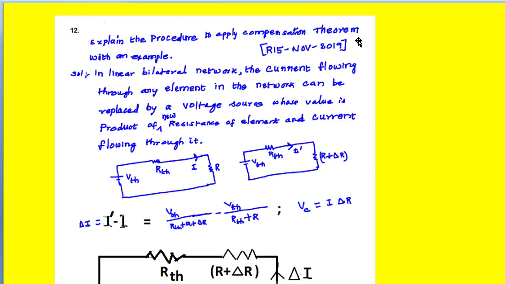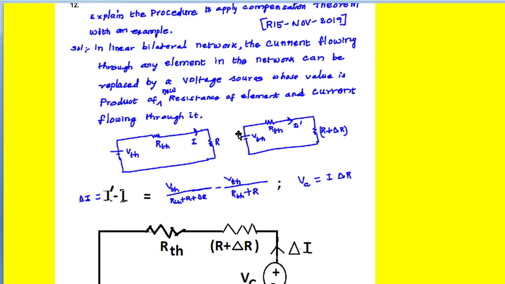Hello friends, today I will discuss the compensation theorem. So let me state the theorem. In a linear bilateral network, the current flowing through any element in the network can be replaced by a voltage source whose value is the product of the new resistance and the current flowing without change in the resistance.